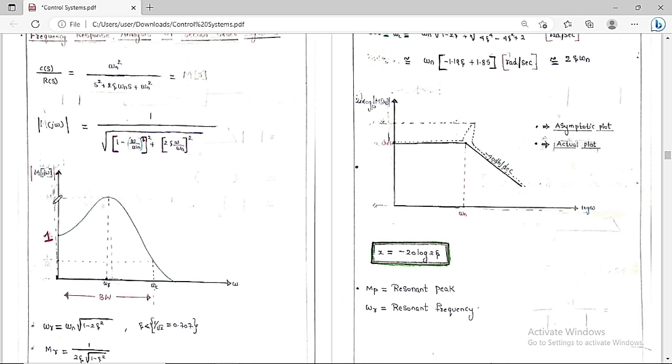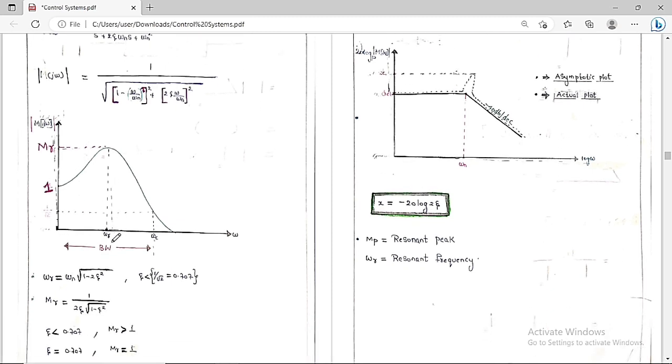This is called the resonant peak M R, this is called the resonant frequency, and this is called the cutoff frequency or bandwidth. So you can see the resonant peak, the resonant frequency, and the cutoff frequency of bandwidth. Now we'll discuss these values.